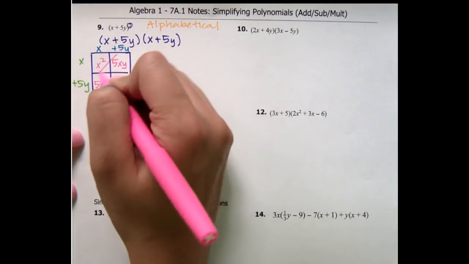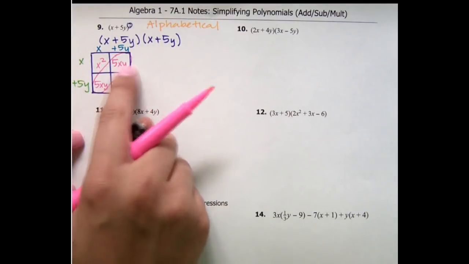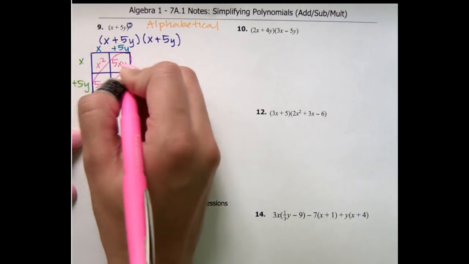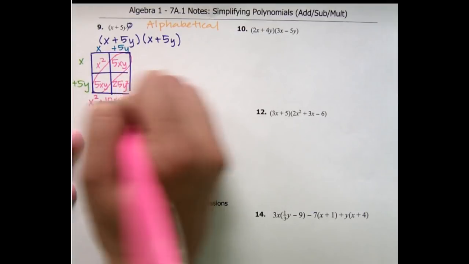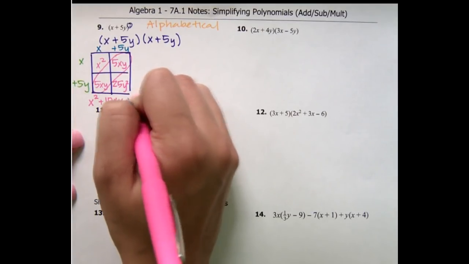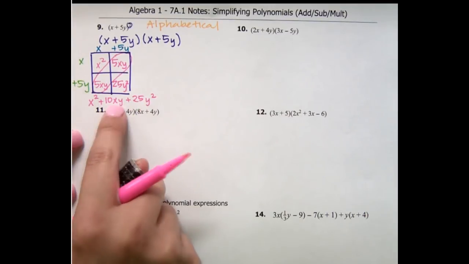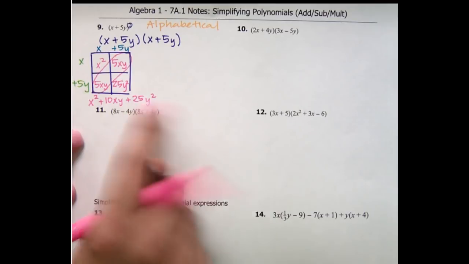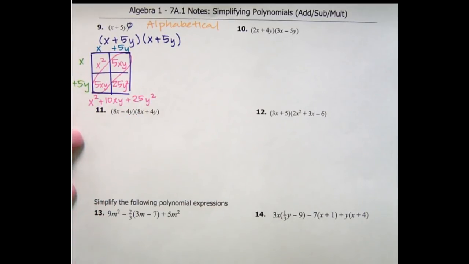My like terms are still diagonal from each other. Those are the only ones that I can combine because they have the exact same variables. So I end up with x squared, 5xy plus 5xy is 10xy, and then plus 25y squared. So this one goes before this because this one still has an x. This one doesn't. So in the alphabet it's x, y, z. So x, xy, and then just y by itself.